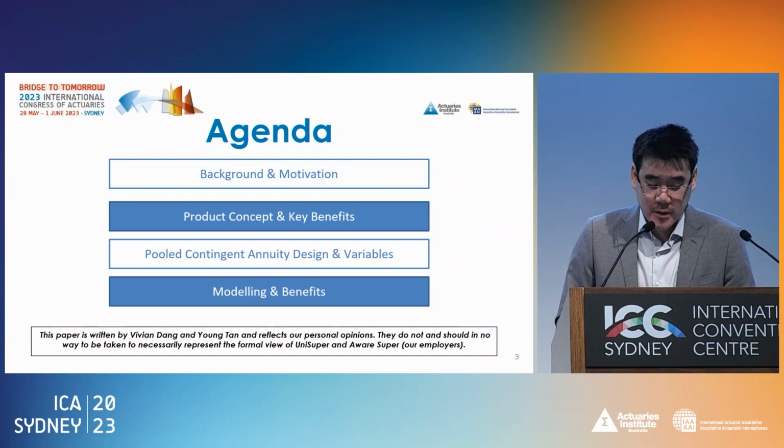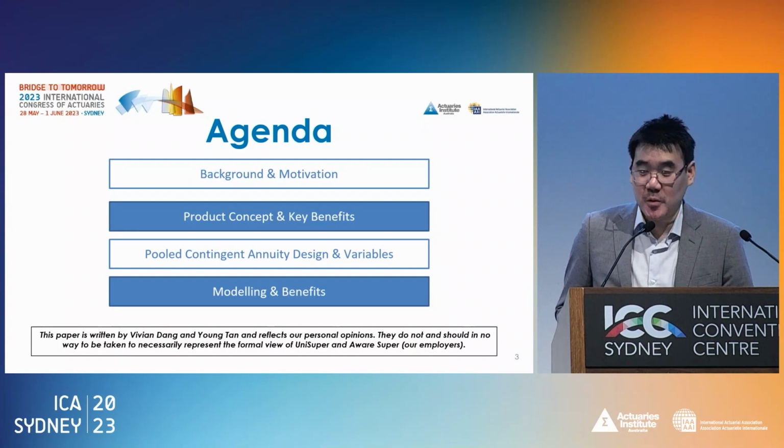Before we start, we confirm that the work we're presenting here today reflects our own personal opinions and should not be taken to represent the views of our employers, which are UniSuper and Aware.